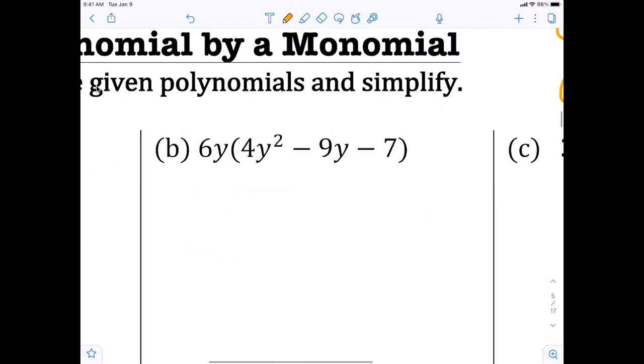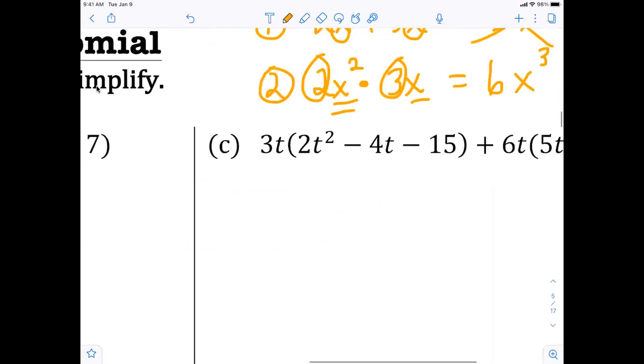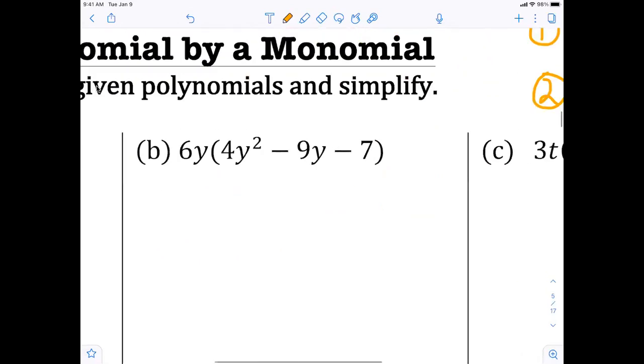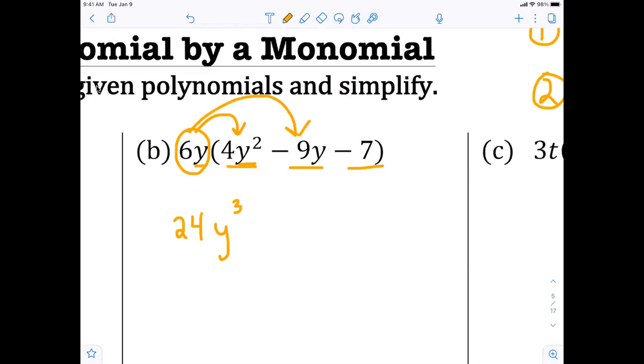So if we look at part B, for something like this, obviously whatever's on the outside, I'm going to start by multiplying that to each of my pieces on the inside. So let's do that first one. 6 times 4 is going to end up being 24. Y times 2 more y's is going to end up being y cubed. And now we move on. 6y times a negative 9y. Well, 6 times negative 9 is going to be a negative 54. We have 1y multiplied by 1 more. That means there's 2 y's being multiplied together.